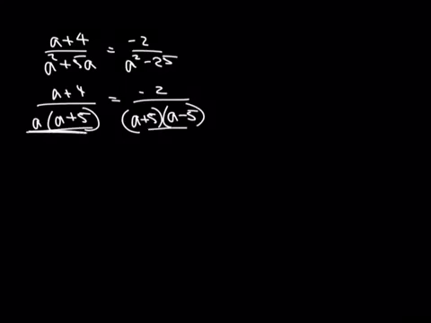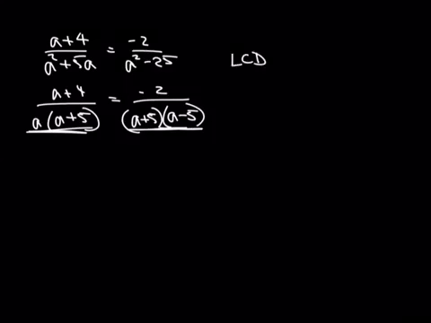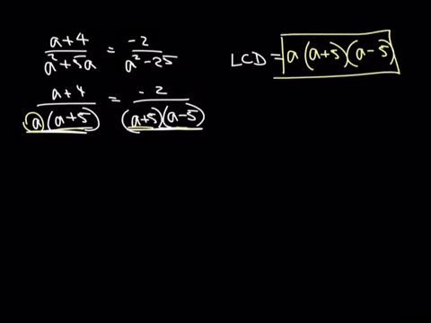Now I look at my denominators and I try to find the LCD. So the LCD is going to be the a, because it's there, an a plus 5, because it's common there, and then an a minus 5. So we're going to use all three of those as the least common denominator. So we're going to multiply the entire equation by that. So it's going to look like this.